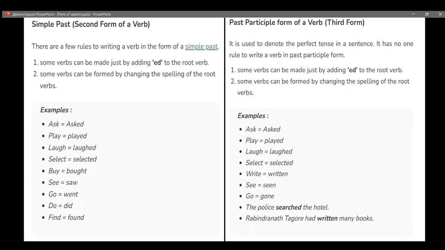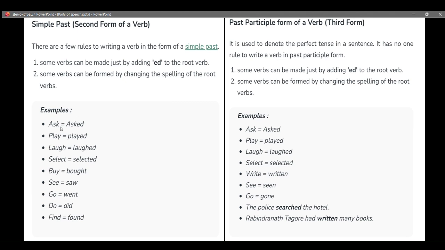Simple past, most known as past simple, the second form of a verb. There are a few rules for writing a verb in the form of past simple. The first one is just adding -ed to the end of the root verb. And some verbs can be formed by changing the spelling of the root verb. Here we have some examples.